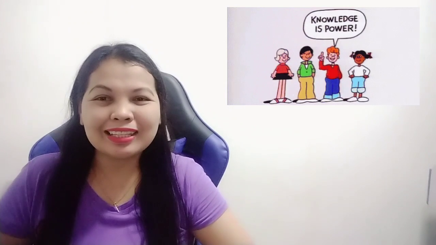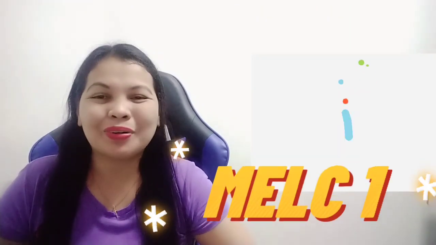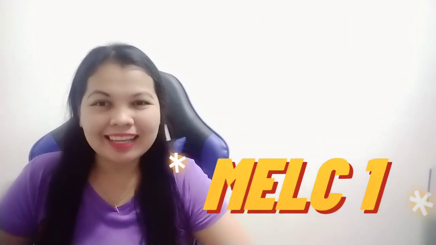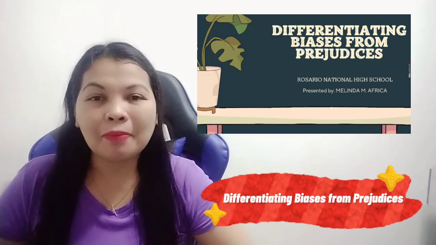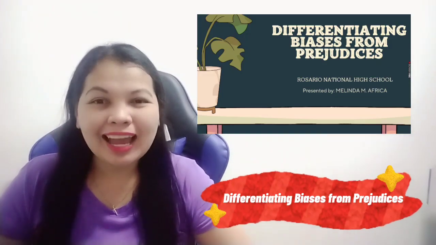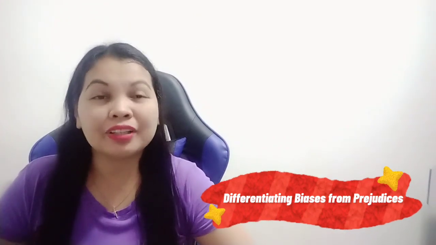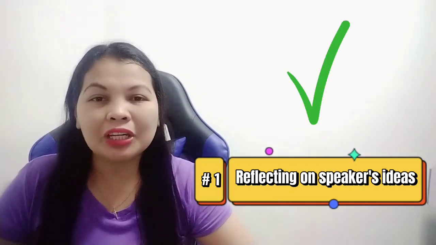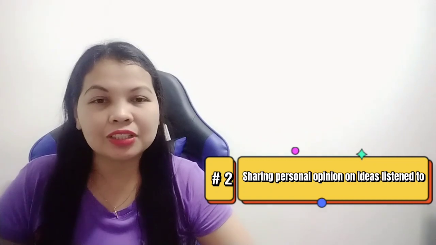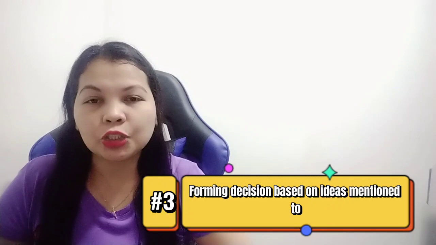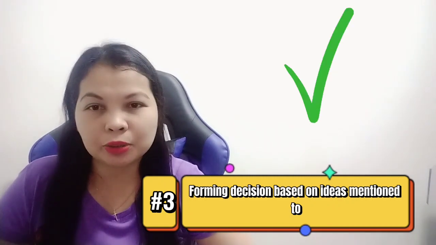So, let us unlock our first most essential learning competency. It is differentiating biases from prejudices. Under this, we have these enabling competencies. First, reflecting on speakers' ideas. Second, sharing personal opinions on the ideas listened to. And third, forming decisions based on ideas mentioned too. Meaning to say, our discussion will focus on these three objectives.